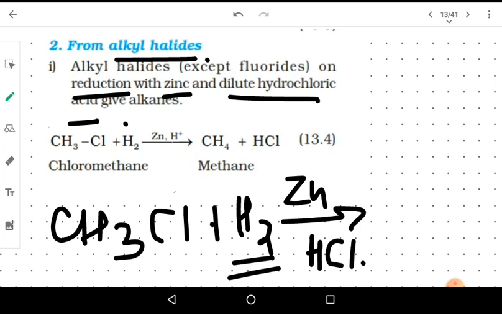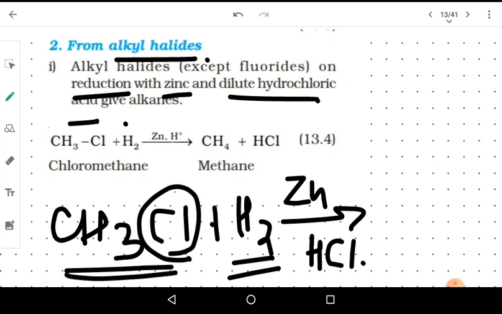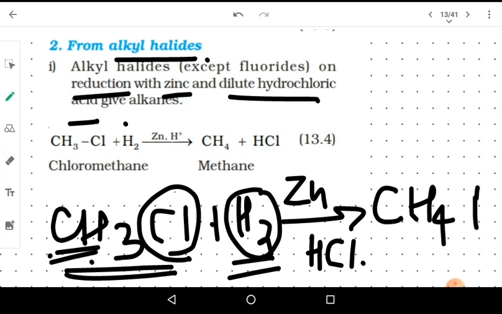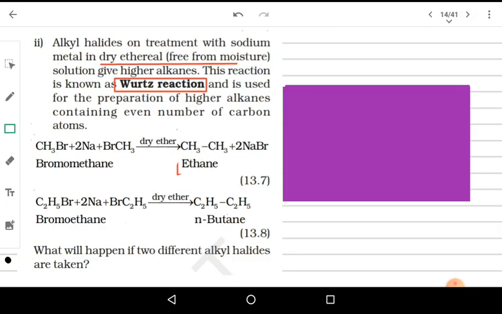This hydrogen is going to split to give hydrogen free radicals, and one of the free radicals is going to react with a chlorine free radical generated from this molecule to form HCl, and the other hydrogen free radical is going to react with the CH3 to form CH4. So we get CH4 and also we get HCl as the product. Now, there is a limitation for this reaction as well. What is that limitation? The following reaction cannot be used for fluorides because of their very high bond dissociation enthalpy. So let's move on to the next reaction.